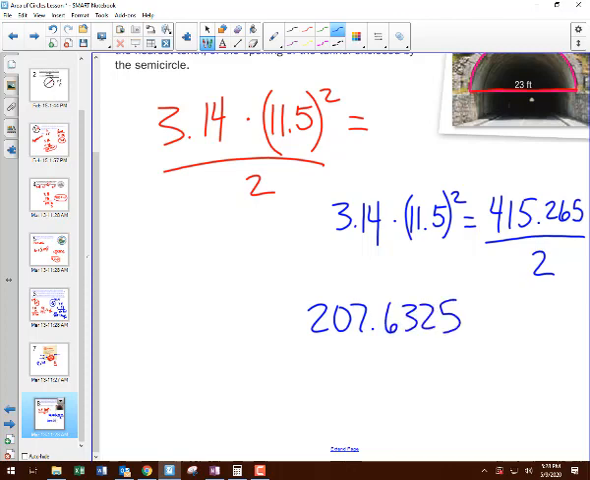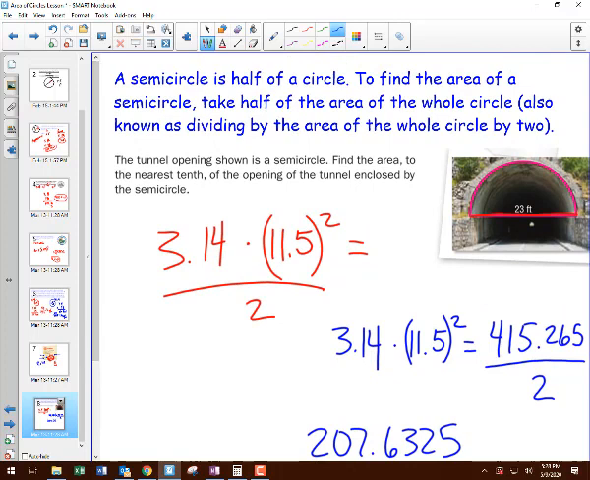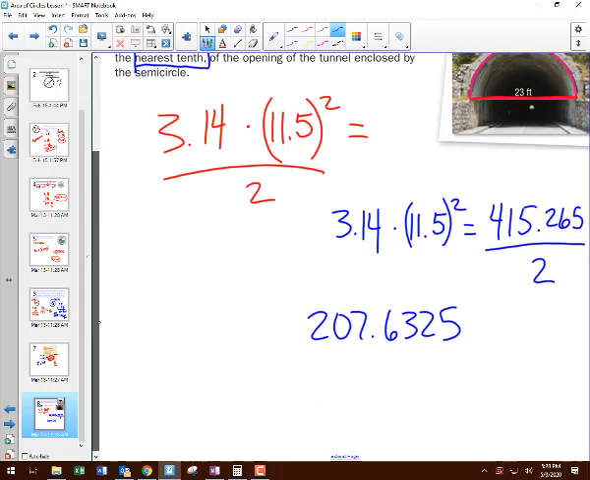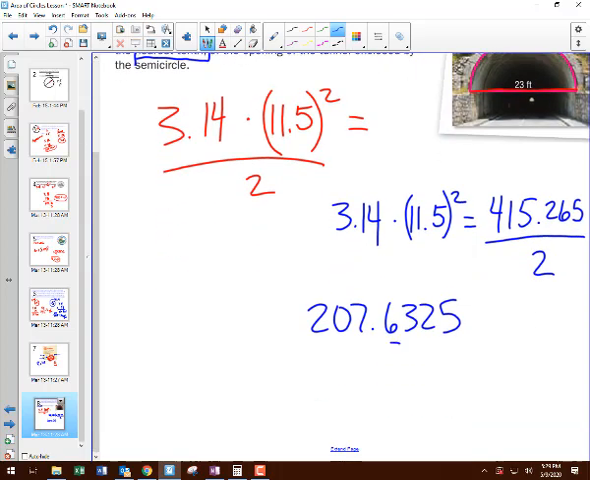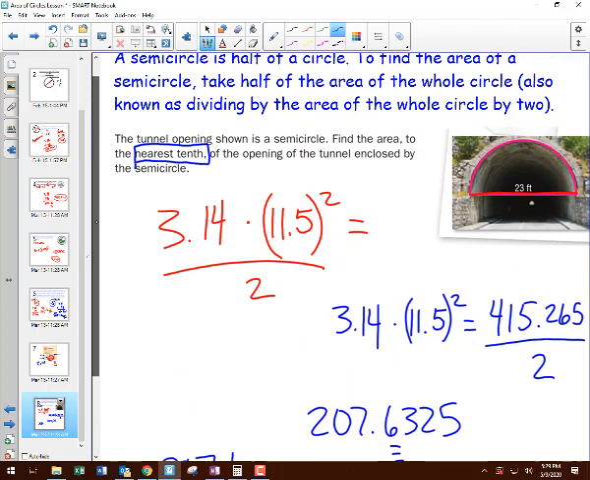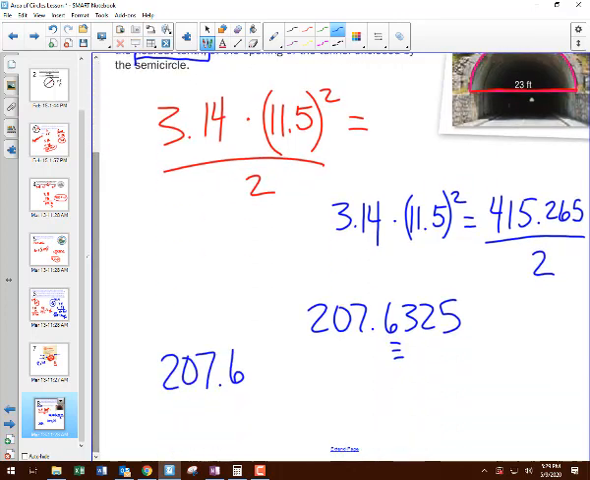Okay, if we look up here, and it says to the nearest tenth. Okay, so we'll come down here to our answer, we'll find the tenth. We'll look to the neighbor, it says stay the same, and so all we need to do is come up with a final answer, 207.6. Find out what our label should be. Looks like feet squared.